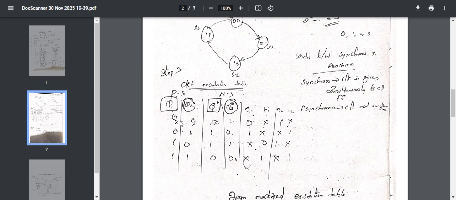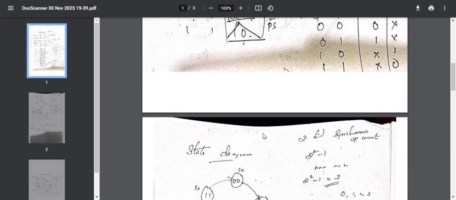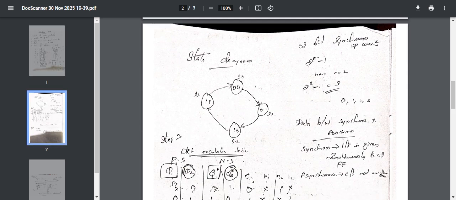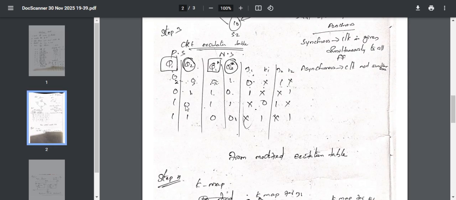Similarly, you compare all the states. We did 0 0, next is 0 1. We are comparing Q1 and Q1 star. When the input is 0 1, you get 1x. You see this table, the input is 0 1, the output is 1x. Then for 1 0, you get x0, and for 1 1, you get x1. Similarly, for J2, K2, you need to compare Q2 and Q2 star. So you get this circuit excitation table. Okay, that is step 3.